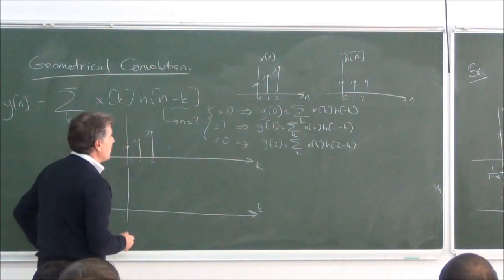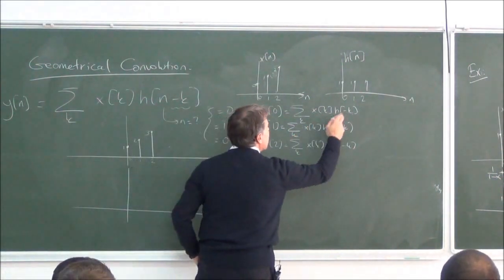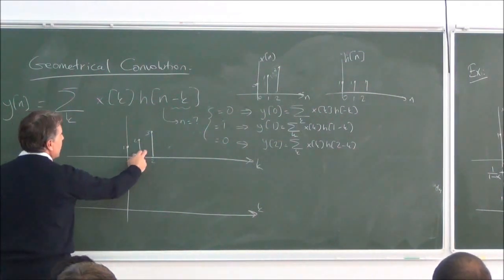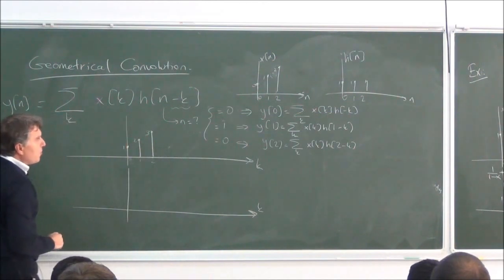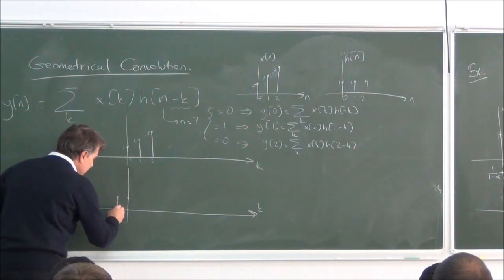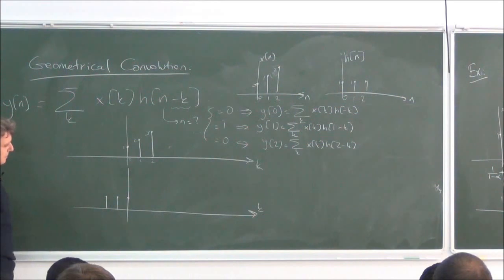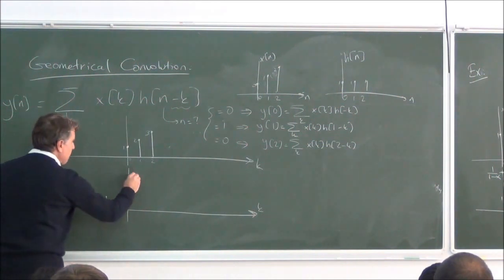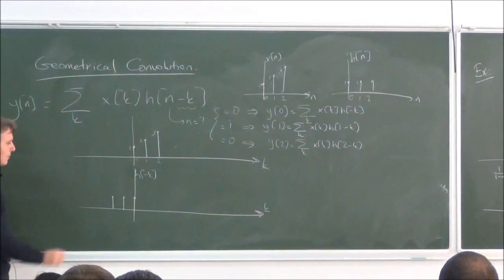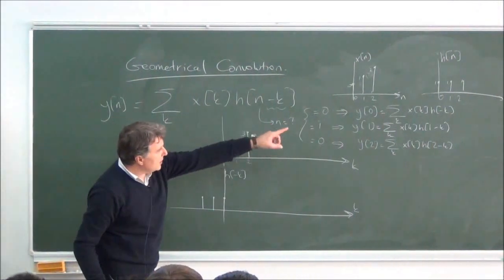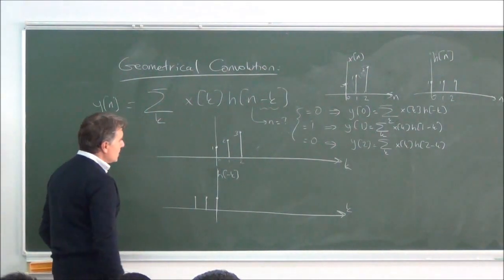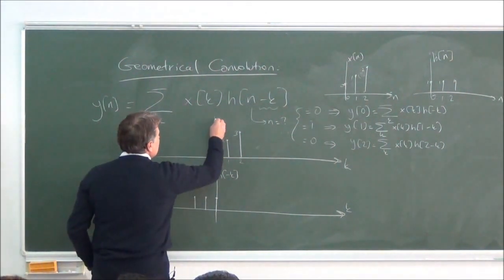What is y0, for example? It is x of k times h of minus k, summed up, added up. This is x of k. What is h of minus k? I'm claiming that it is this. Do you agree? This is h of minus k. H of k was there. H of minus k is just flipped around like this. This is h of minus k. This is x of k.